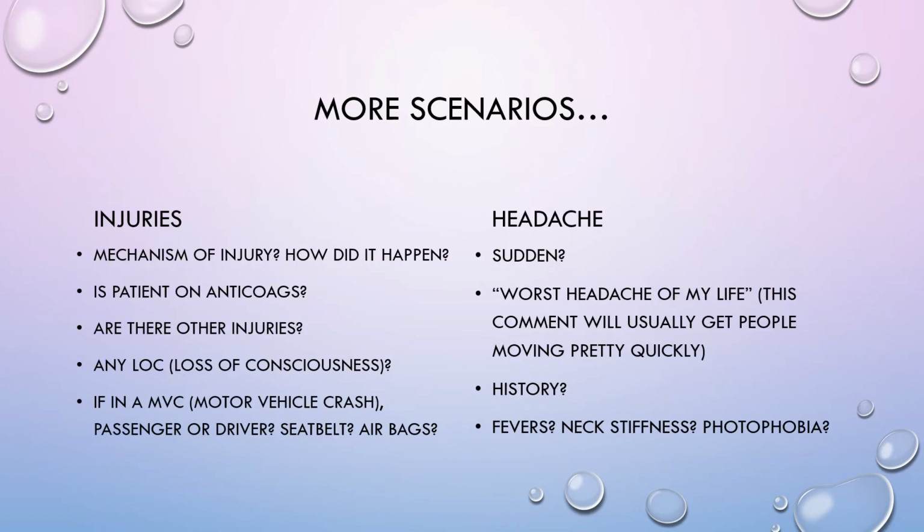Things like injuries. What was the mechanism of injury, aka how did it happen? Did the person fall? Did they slip? Were they in a car accident? Is the patient on anticoagulants? Obviously, if there was some kind of traumatic injury, we need to know if the patient's blood is thin, because that could be a red flag for possible internal bleeding.